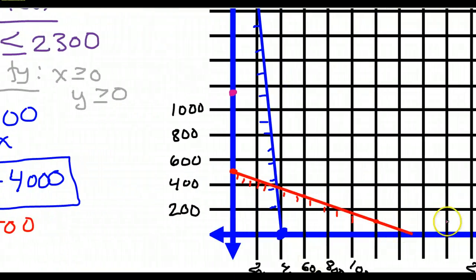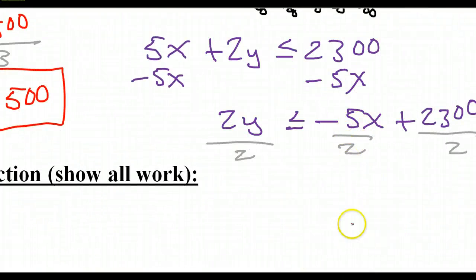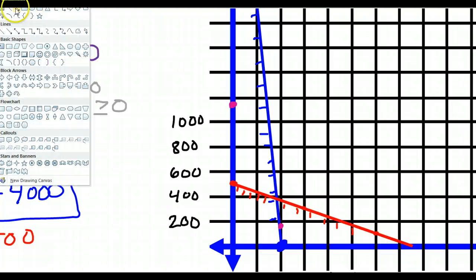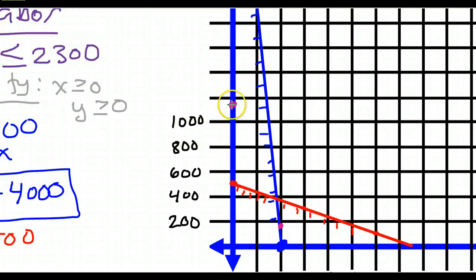Okay, so now the slope of this is supposed to be down 5 and over 2. So I'm going to go down 5. So 1, 2, 3, 4, 5, and then over 2. So 1, 2. So that's going to be right about here. Okay, so when I draw this line, it's going to be like this.